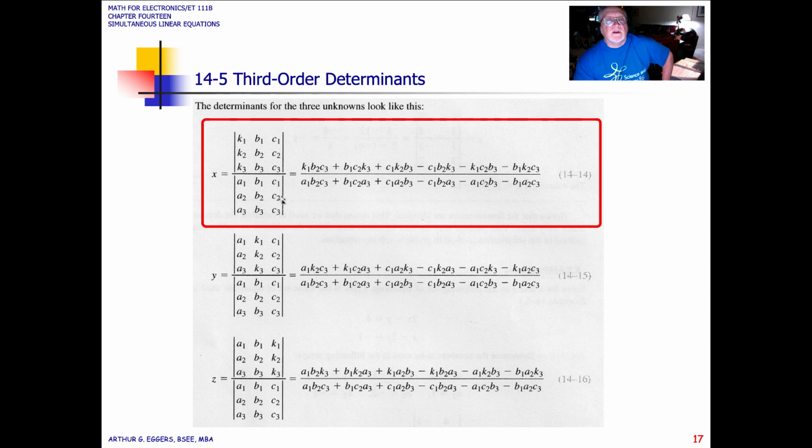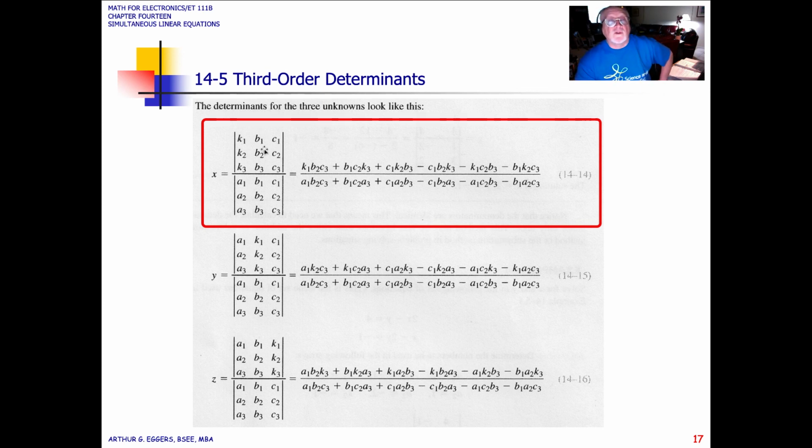and then on the next one, we have A1, C2, B3, and then B1, A2, C3. Okay, it seems a little confusing, but once you get it down, it's the same process over and over again.